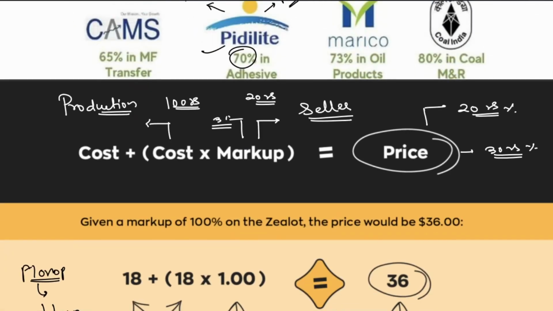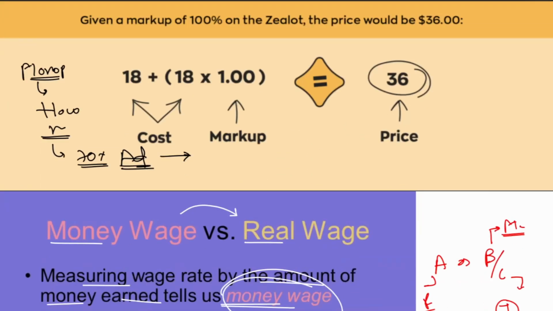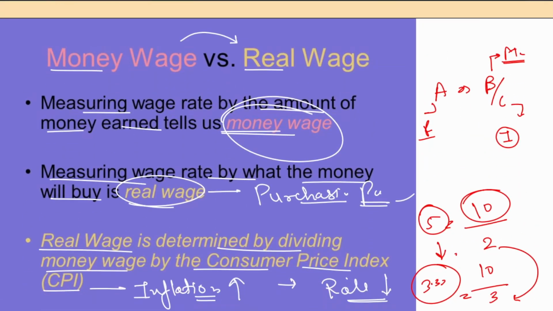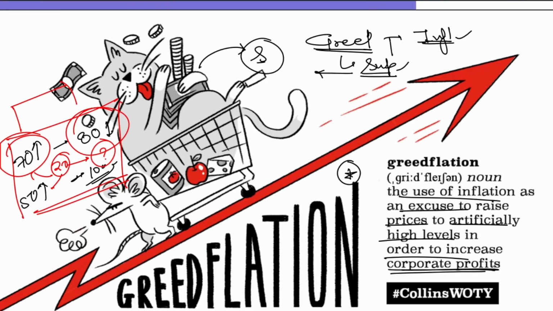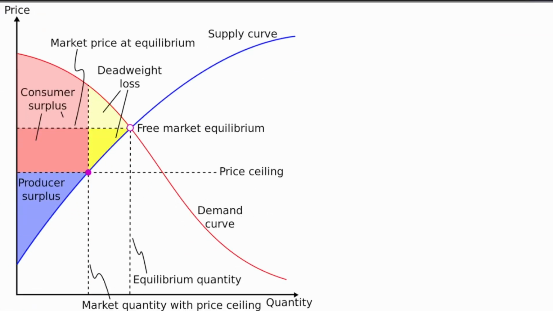Then we understood how a markup can be caused in a price, making it increased beyond what it was supposed to be if there is a monopoly, and how money wages versus real wages get affected by inflation. Finally, what is greedflation, an artificial inflation created just because of greed. Now it's time for us to understand the next concept, which is the deadweight loss.